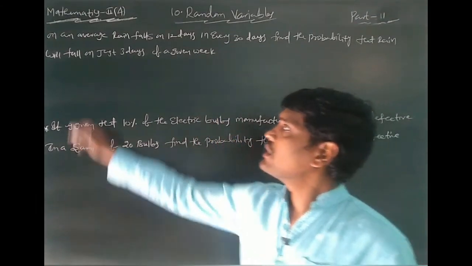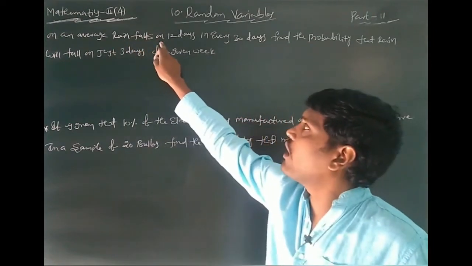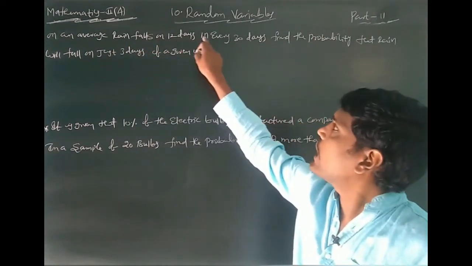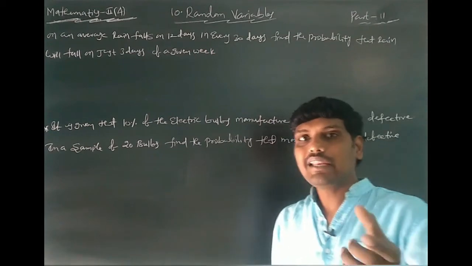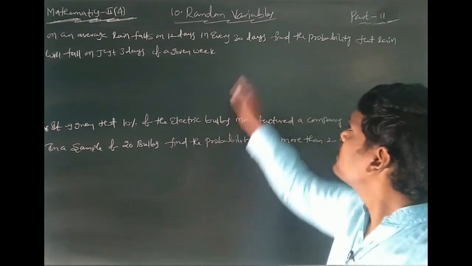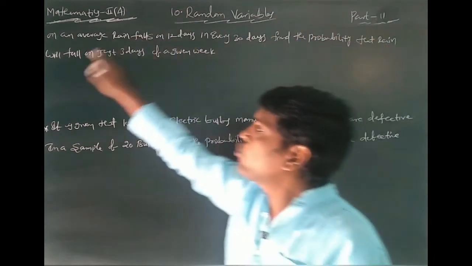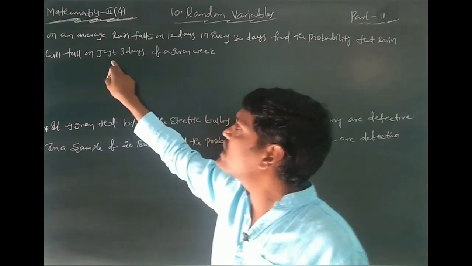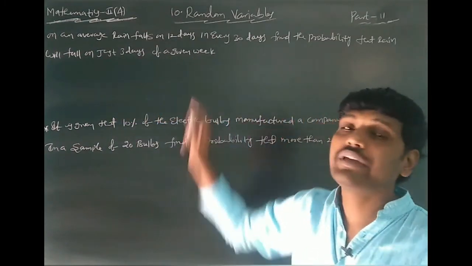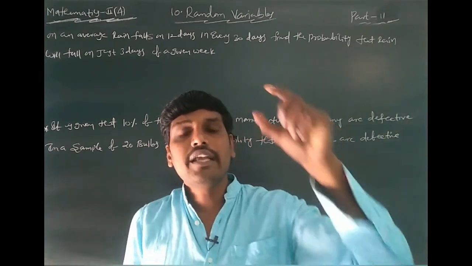First one is, on average rain falls on 12 days in every 30 days. In every 30 days rain falls 12 days. Find the probability that rain will fall on just 3 days of a given week. Here in a given week, just 3 days rain falls.